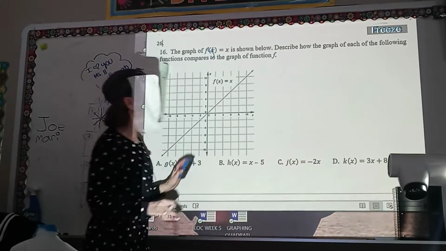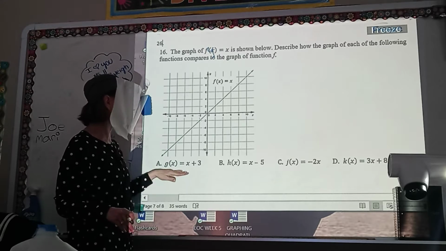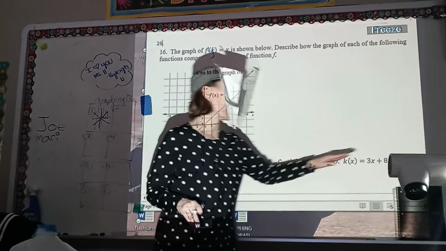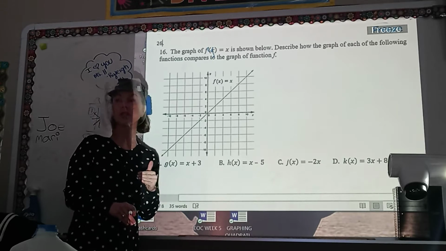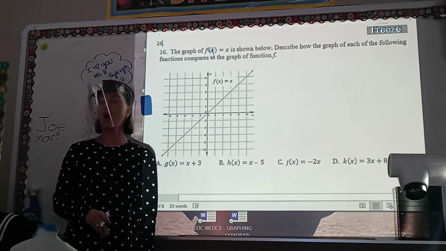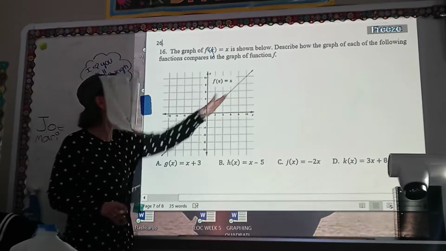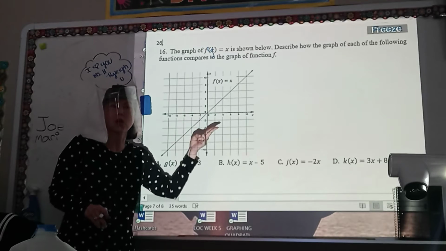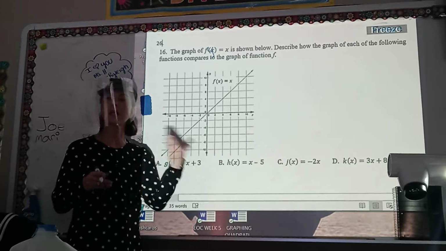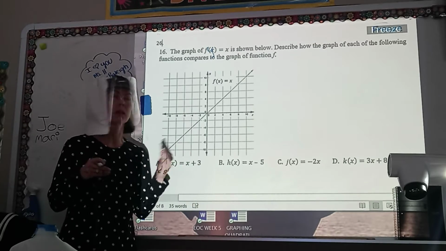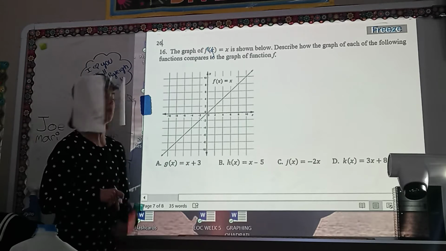Describe how the graph of each of the following functions, you have a function A, B, C, and D, compares to this function here. And remember what I told you. They're going to call this line a function, a graph. All three mean the same thing, so get on board and get used to it. They're calling this line the graph of the function.